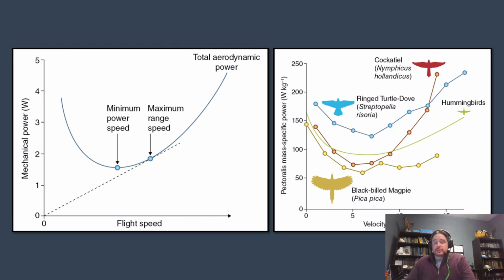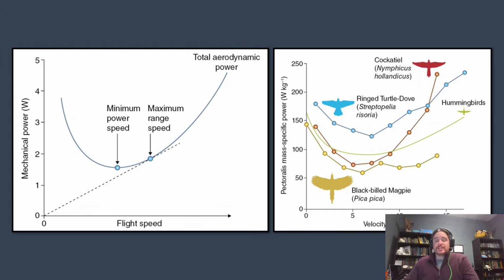Something important to note here is this depicts hummingbirds, and your book goes into more detail on hummingbirds. Hummingbirds are one of my favorite groups of birds. They're really amazing creatures. Of all the flighted birds, hummingbirds are really the only species that has the capability to sustain flight in this part of the curve down here, right, where power consumption is very high, but velocity is very low.